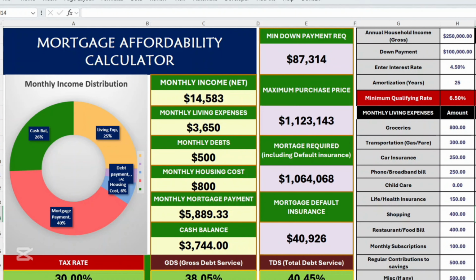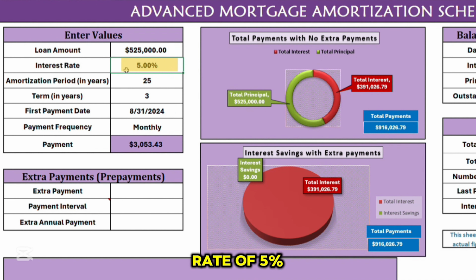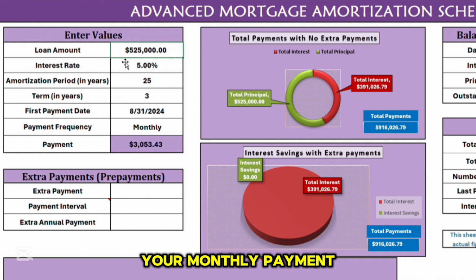So this calculator is very easy to use. In the left-hand column, if you see, we just need to enter the values. For this example, I'm assuming we have a mortgage of $525,000 at the interest rate of 5%. Amortization I'm selecting as 25 years. For a term of 3 years, I'm assuming it to be a 3-year fixed loan.